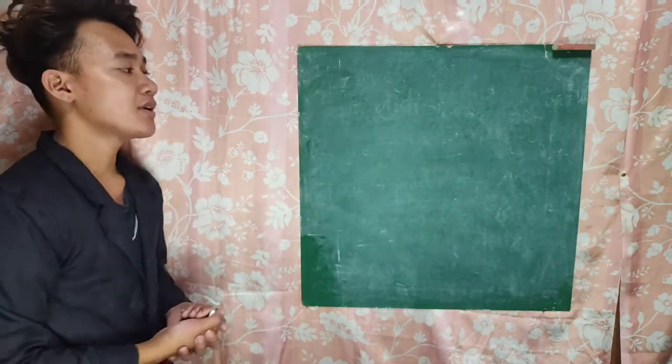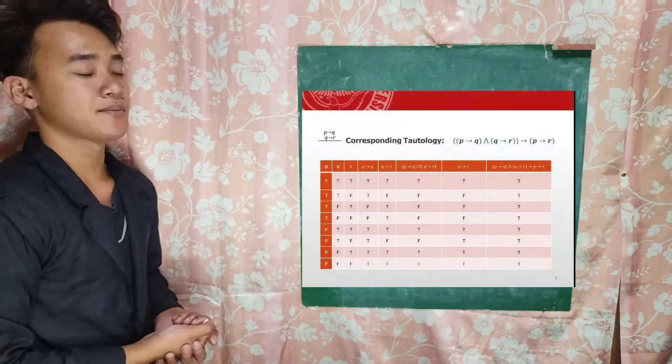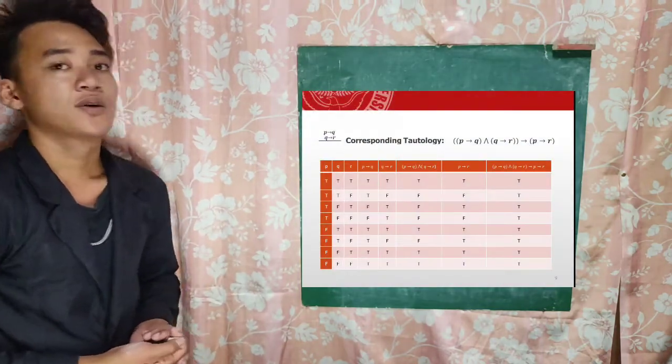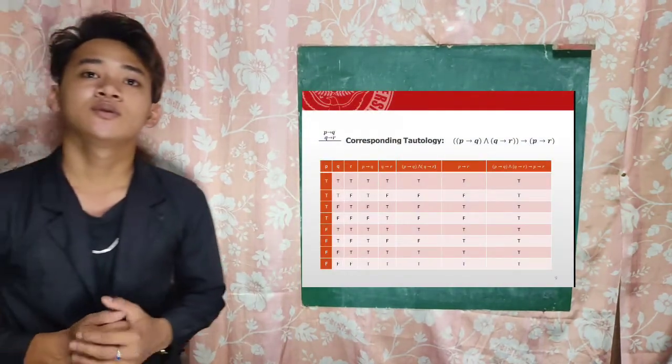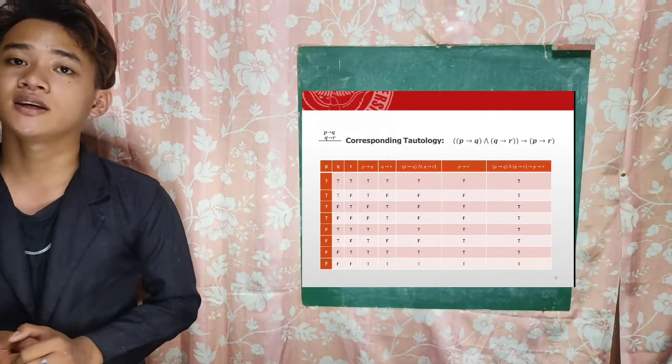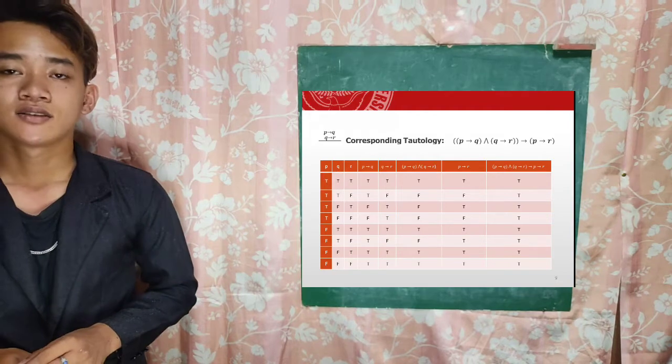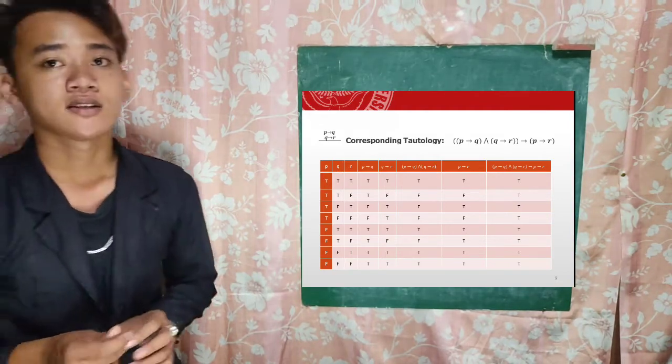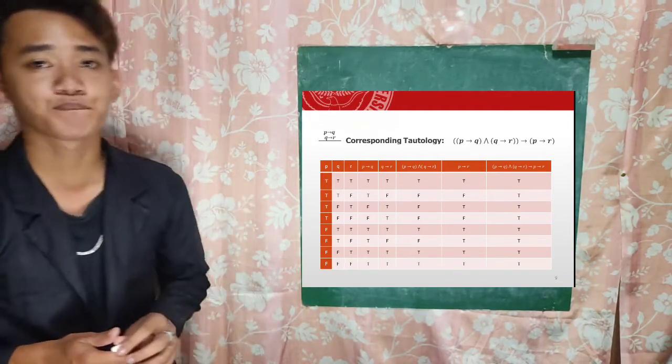So this is hypothetical syllogism. So P implies Q, Q implies R, and therefore it is P implies R. So that is a very long one.